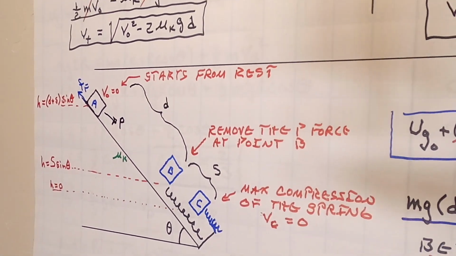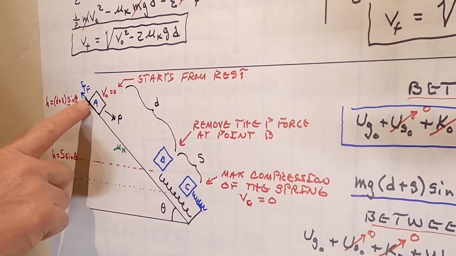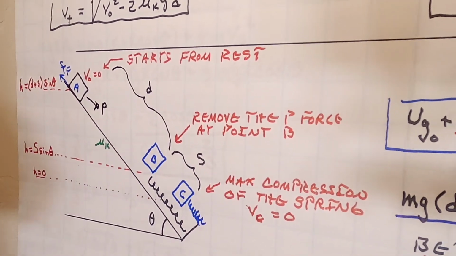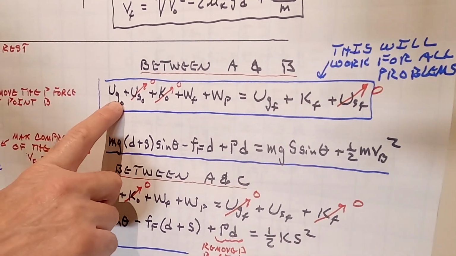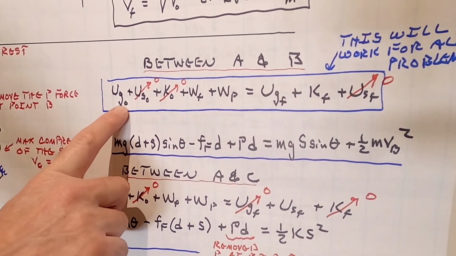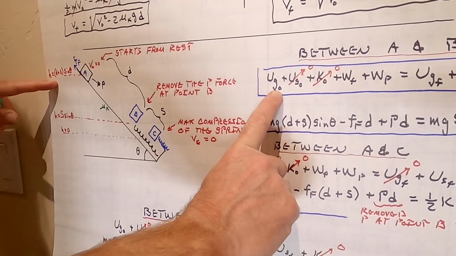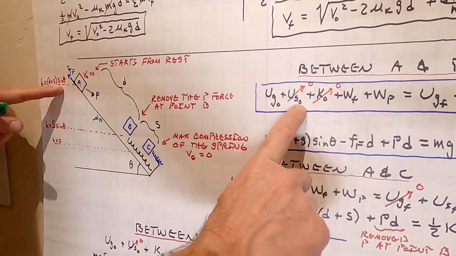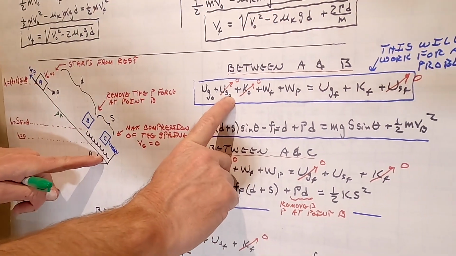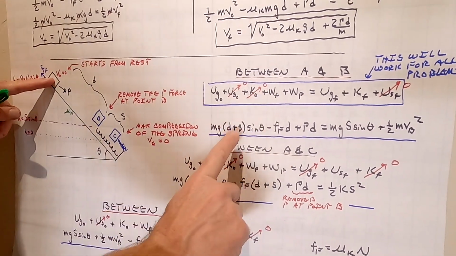So now, if we wanted to write out our energy equation between any two points, let's just go from A to B. At A, right up there, we have potential energy, which is mg times this height, mg (d plus s) sine theta. That's where I got that. We have no spring energy there, because the spring isn't stretched or compressed. We start from rest, so kinetic is 0.